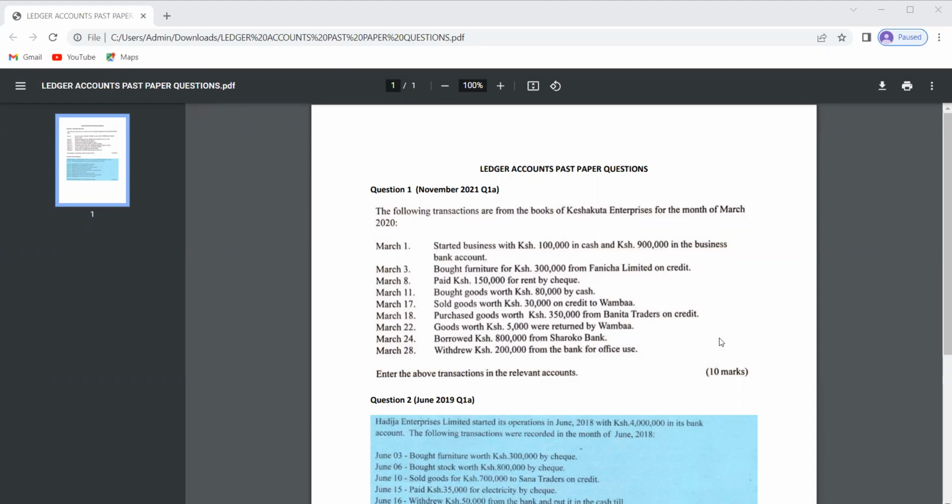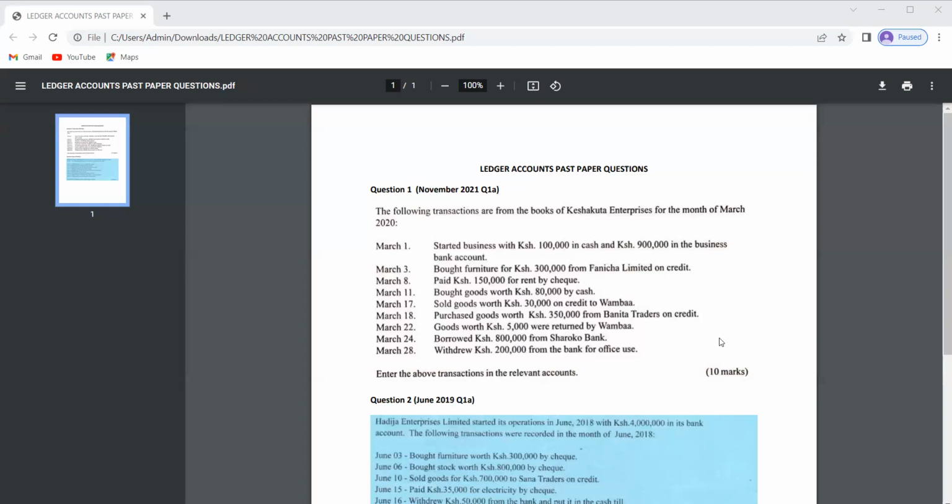of March 2020. So we are given the transaction that occurred on March 1, whereby we are told that started business with 100,000 shillings in cash and 900,000 shillings in the business bank account. Anybody who can try and maybe tell me which account should be debited and which one should be credited from that transaction that occurred in March 1.